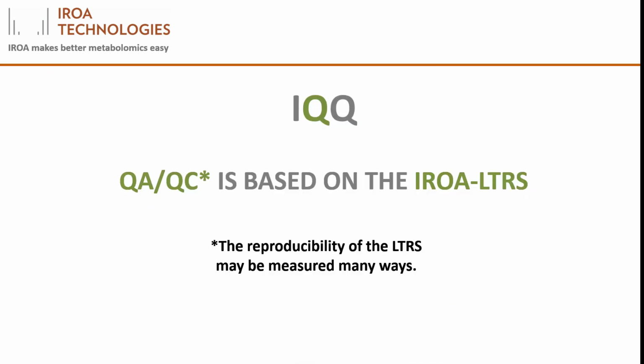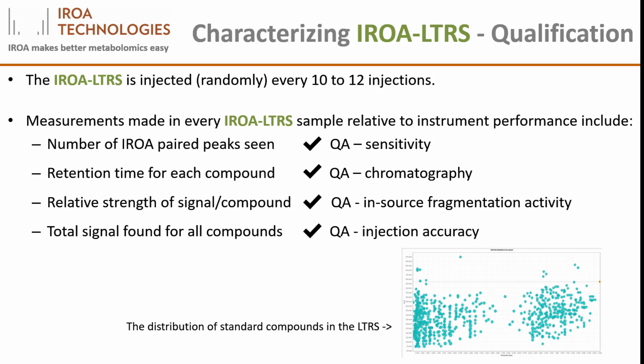QA/QC is determined by the Aroa LTRS. While the mixture is chemically complex, the ability to remove noise means that every Aroa LTRS injection will have between 500 and 1500 peaks, depending on the instrumental performance on any given day. If the same Aroa LTRS sample is injected multiple times during every analytical run, the response on any given instrument for any given protocol will become known.